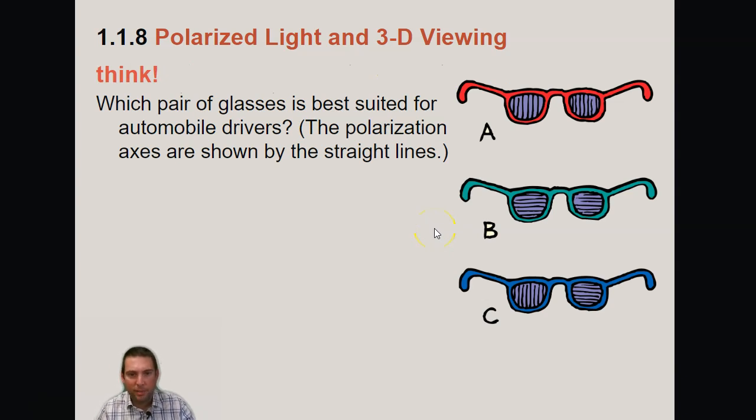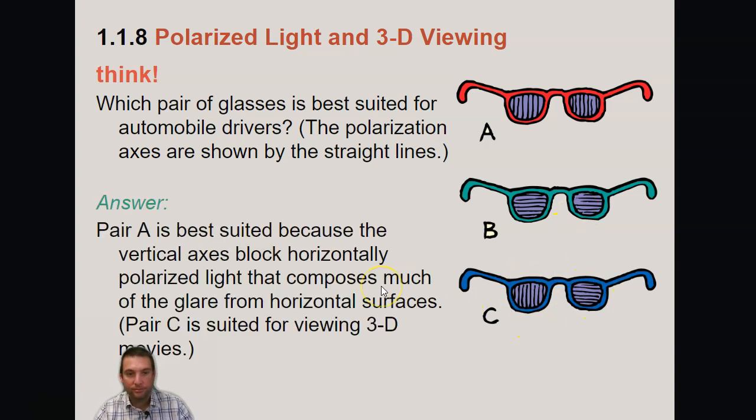So which pair of glasses is best suited for automobile drivers? A has 2 vertically polarized lenses. B has 2 horizontally polarized lenses. And C has 1 vertical and 1 horizontal. Pair A is best suited because the vertical axis blocks horizontally polarized light that composes much of the glare from horizontal surfaces. Pair C is best suited for 3D movie.